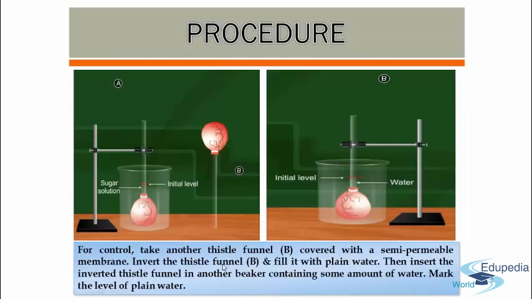Invert the thistle funnel B. See, A was for experiment and B was for control. Okay, we have labeled it accordingly.